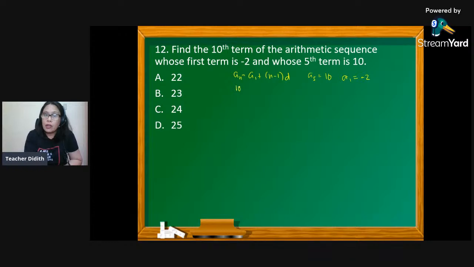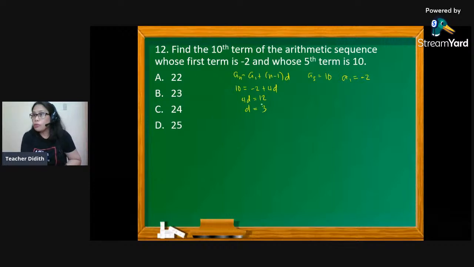So this is 10 equals negative 2. And then since we have substituted a sub 5 to a sub n, our n is 5. So n minus 1, so that's 4. And then d. So we have 4d equals 12 now. So your d is equal to 3. So we can now solve. Okay, may mga sagot na sila and it's letter D.